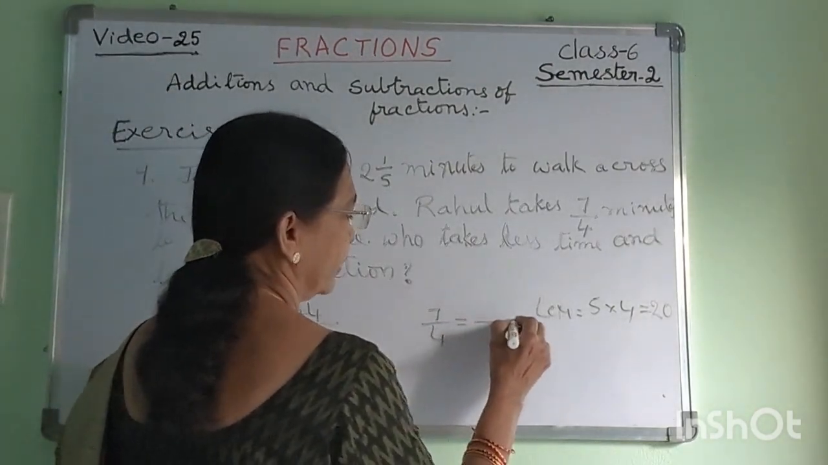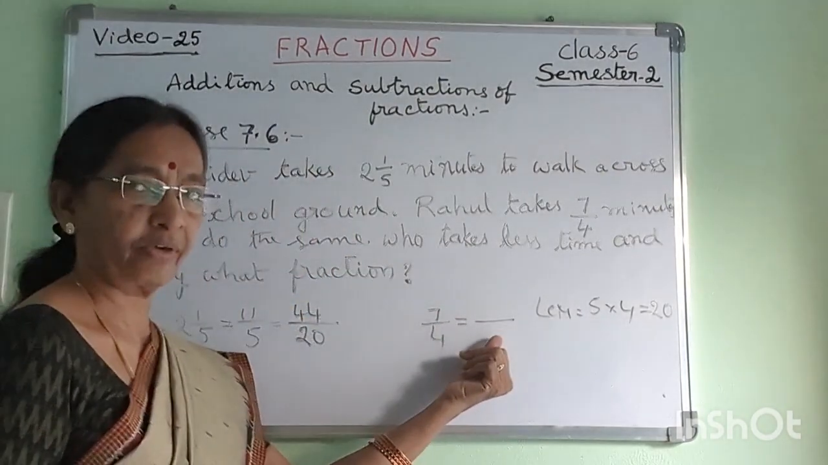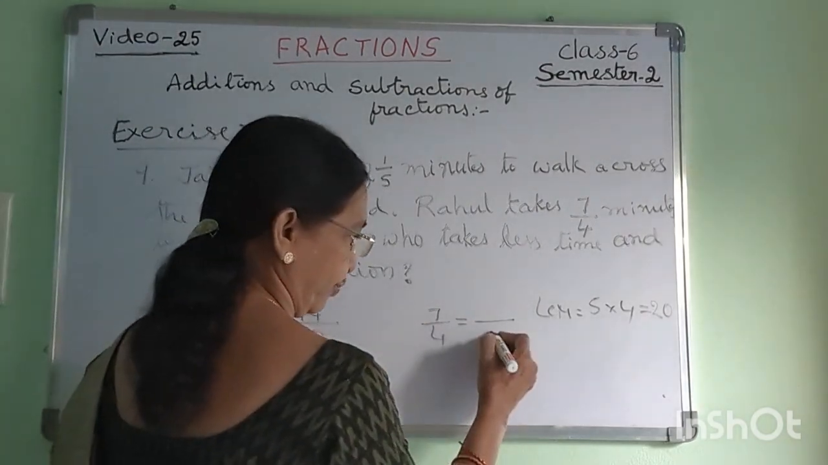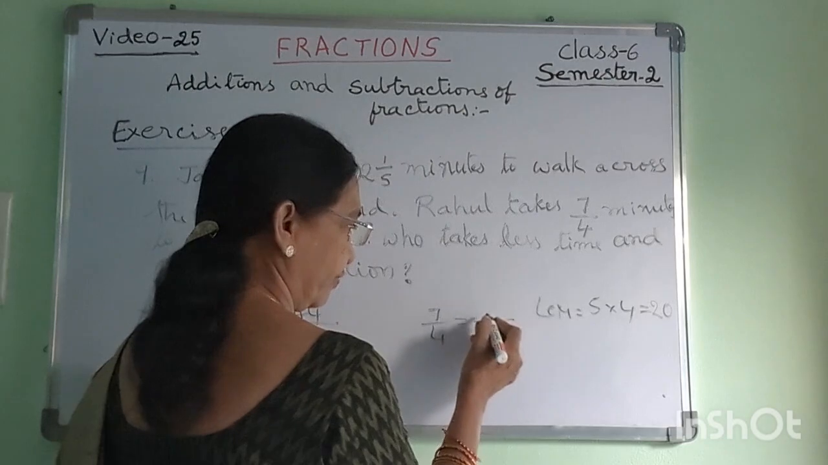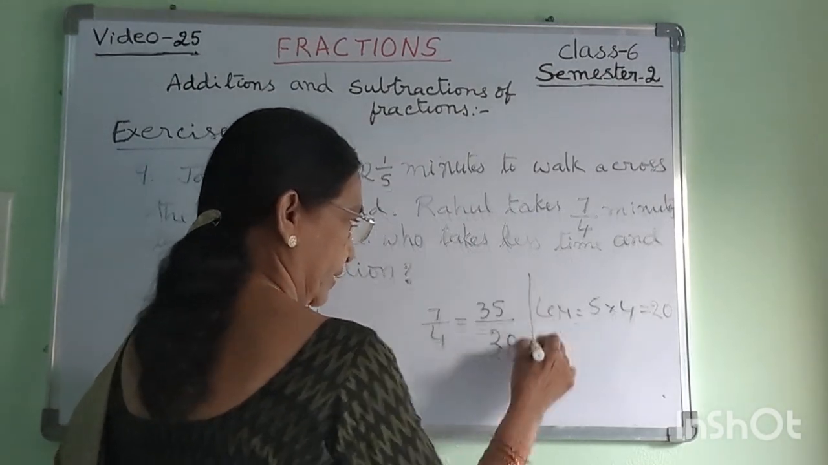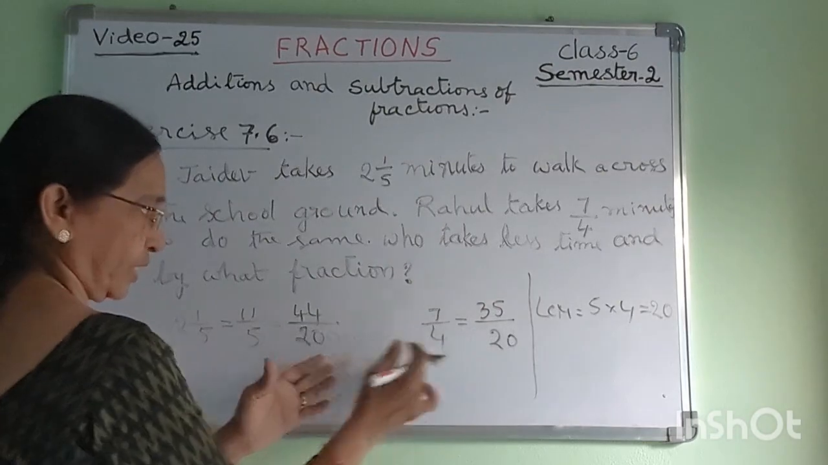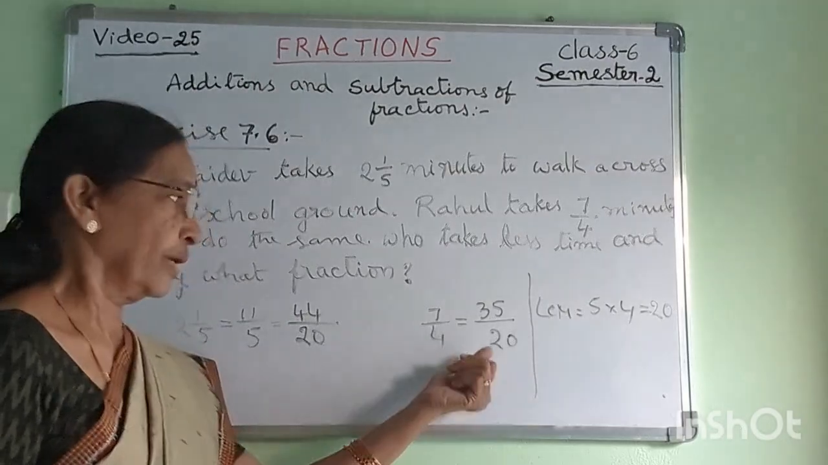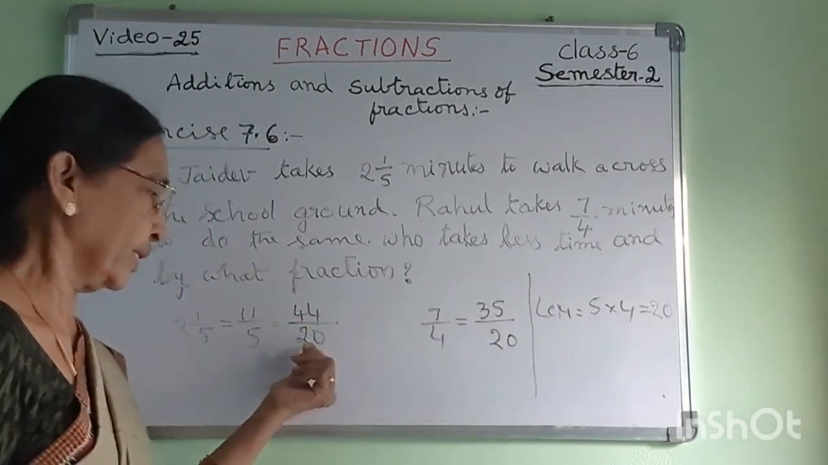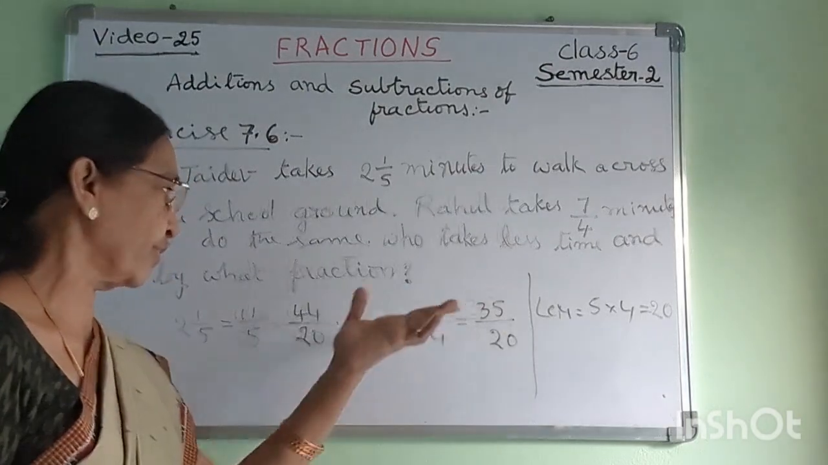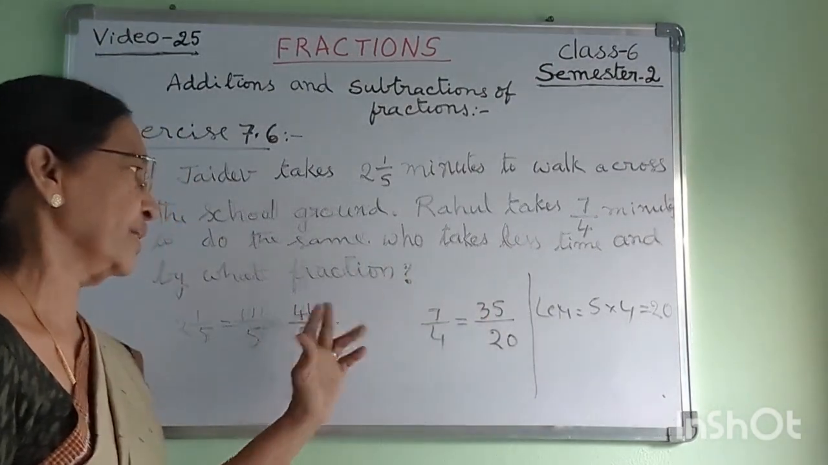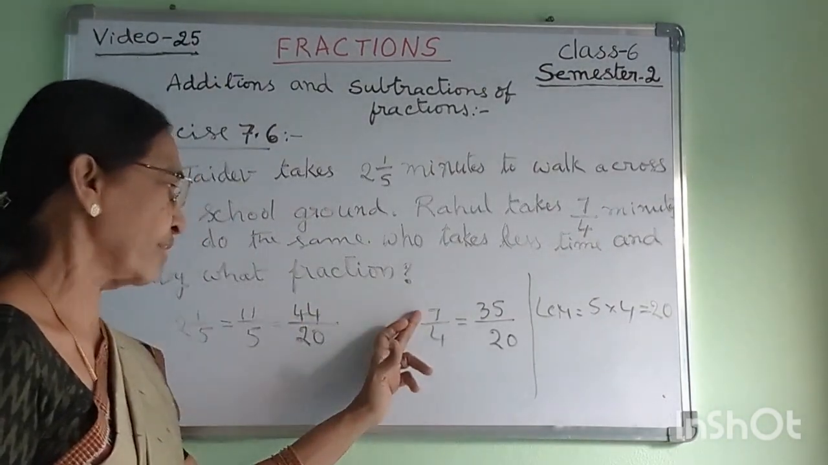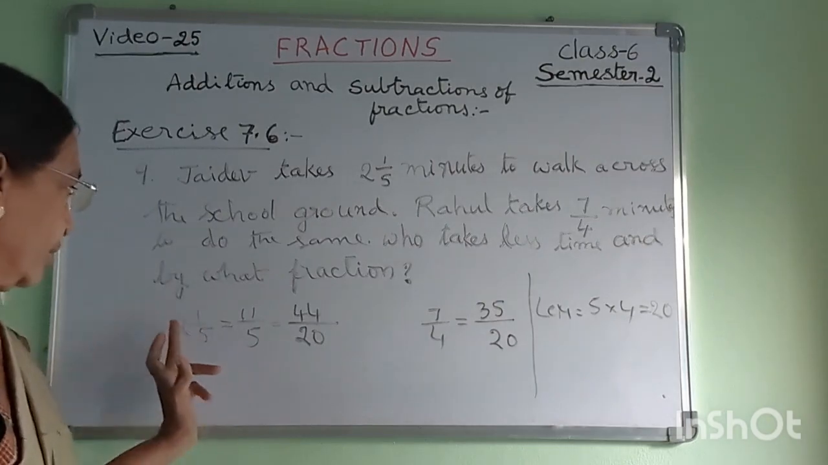Now, again we have to convert 7/4 into an equivalent fraction having the denominator 20. So, 4 into 5 is 20. Therefore, 7 5s are 35. Therefore, these two are the equivalent fractions. Therefore, which is less? As these two are like fractions, we can easily compare. The denominators are same. Therefore, the fraction whose numerator is less is less. Therefore, 35 by 20 is less than 44 by 20, or 7/4 is less than 2 1/5.